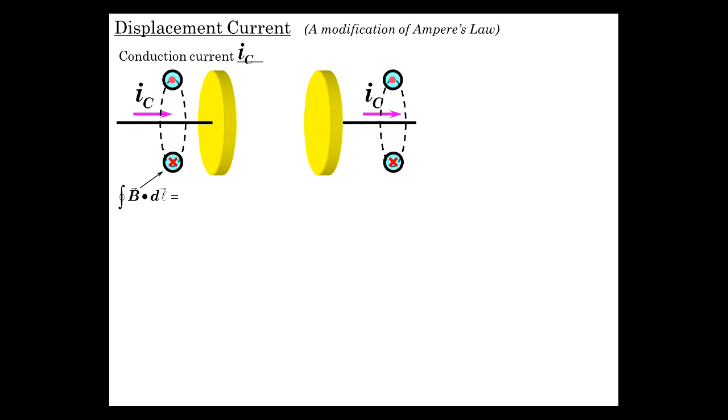And the closed line integral of B dot dl is mu 0 I enclosed, being the conduction current, so we have B equals mu 0 I_C over 2 pi r. That is the actual size of the B field in Tesla. All right.